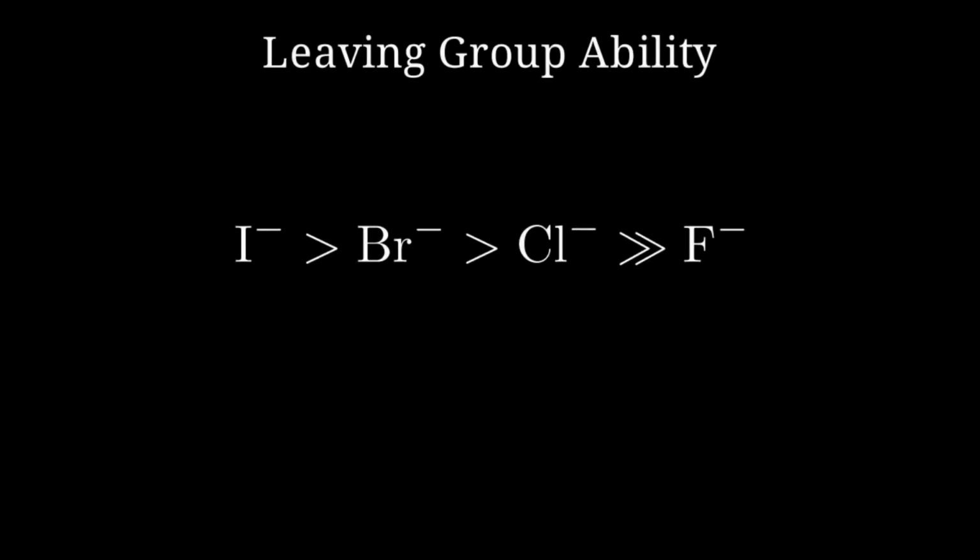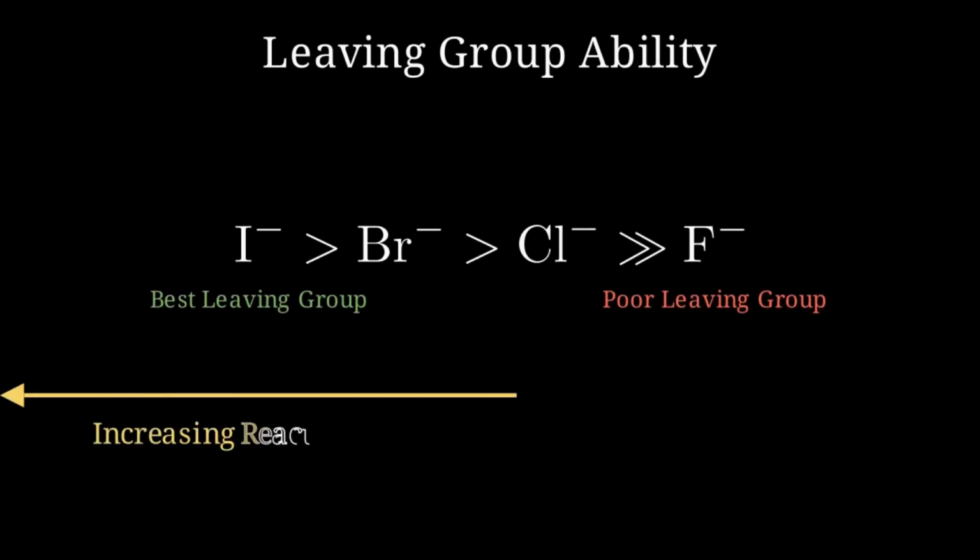The leaving group also matters. Iodide is the best leaving group because it is large and stable once it leaves. Using an alkyl iodide will result in a much faster reaction compared to an alkyl chloride or fluoride.